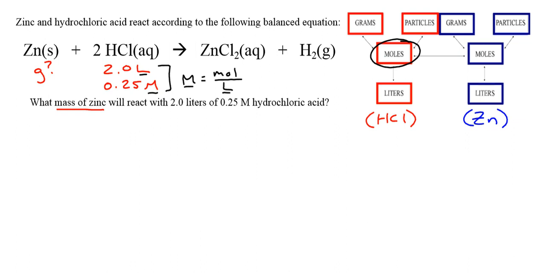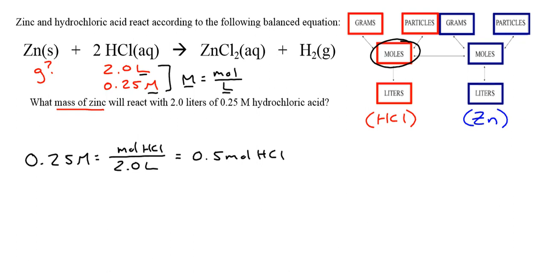So I'm going to set it up in that equation. I have 0.25 molar equals 2 liters on the bottom, and moles of my HCl on the top. So now I can just solve for that portion of my molarity equation, and hence solution stoichiometry. So I'm going to have 0.5 moles of HCl.